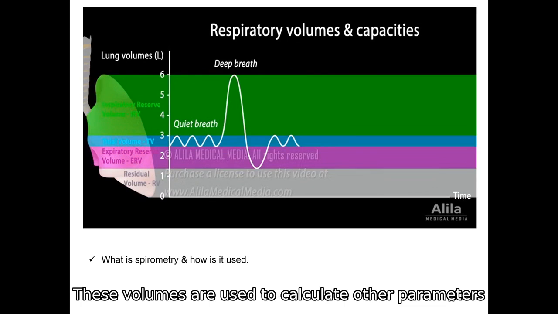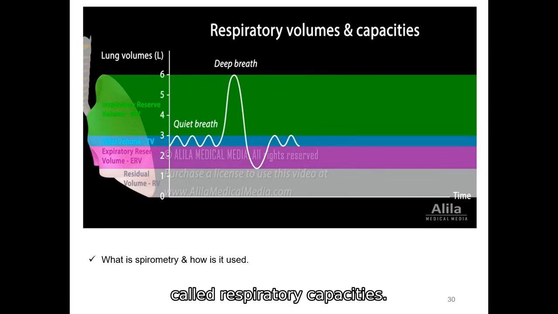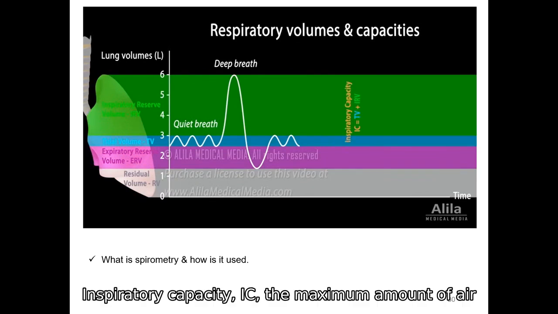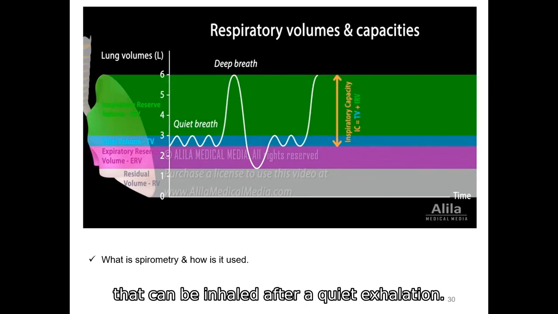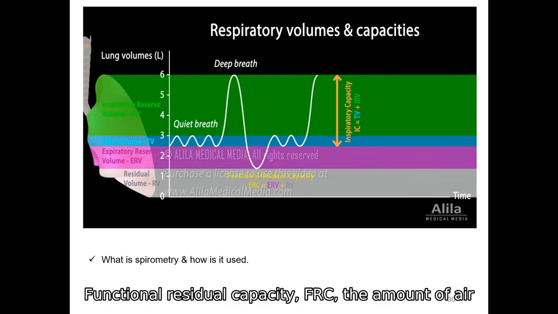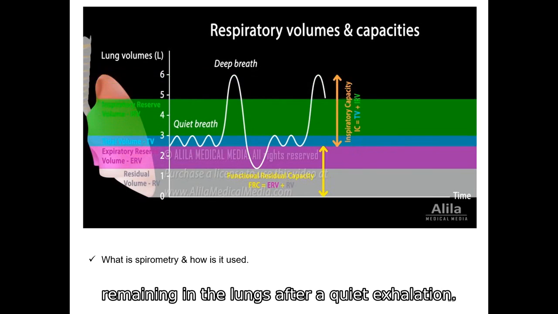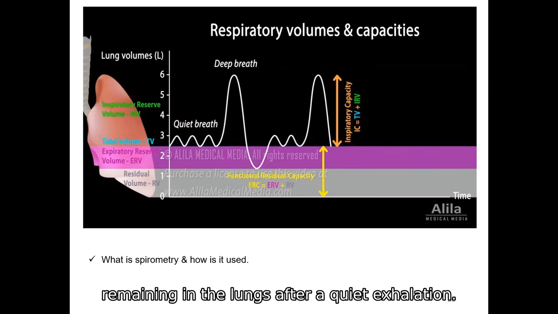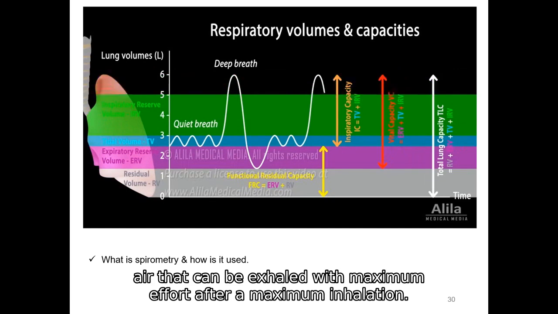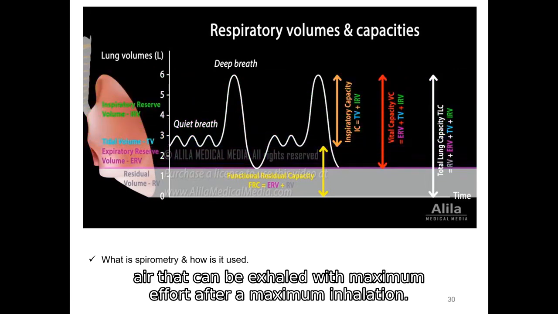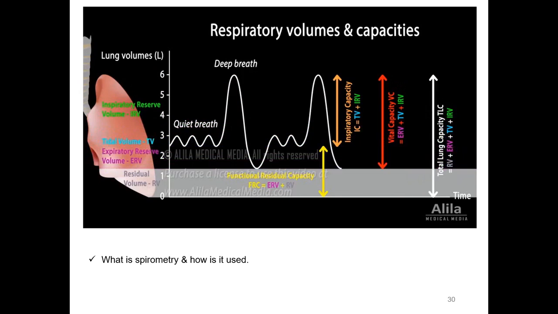These volumes are used to calculate other parameters called respiratory capacities. Inspiratory capacity, IC, the maximum amount of air that can be inhaled after a quiet exhalation; functional residual capacity, FRC, the amount of air remaining in the lungs after a quiet exhalation; total lung capacity, TLC, and vital capacity, VC, the amount of air that can be exhaled with maximum effort after a maximum inhalation.